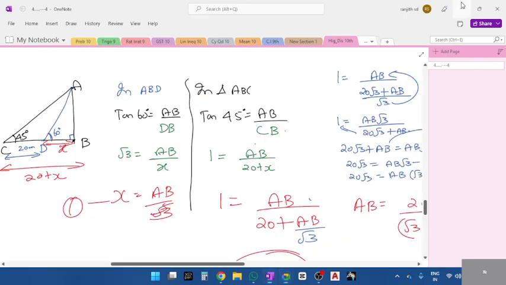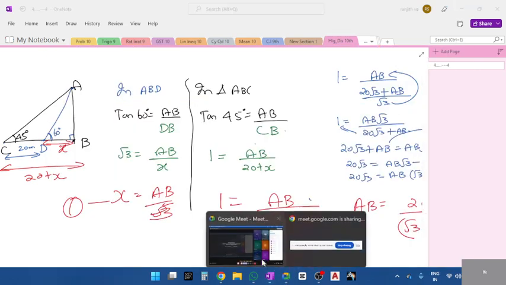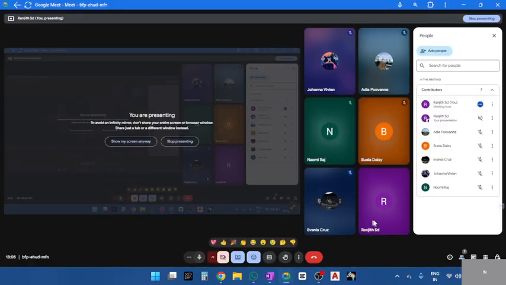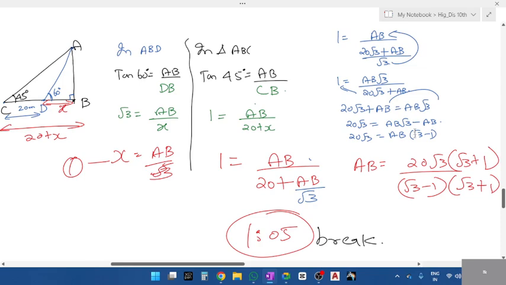Yes, students, shall we try the next one? All of you, can you see the screen? Shall we try the next question? This one. Completed, yeah, complete till here. I'll show this calculation part.